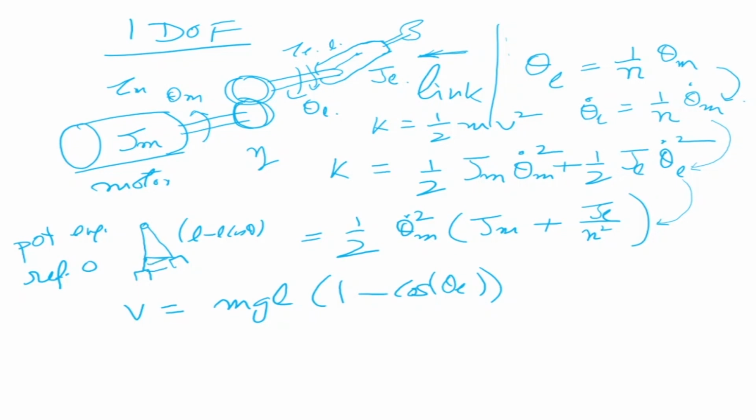Okay, it has gone up by this much now, L minus L cos theta. This is equal to L, the length of that link. And that is how I get mgl times (1 minus cos theta) L. Okay, so that is how this is coming. Now I can convert this also to mgl into (1 minus cos theta m by n). So I have converted this also to theta m.